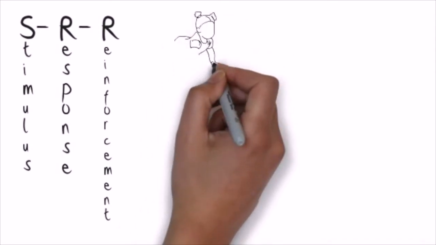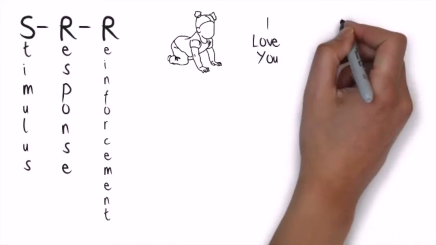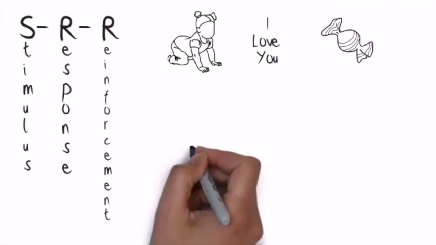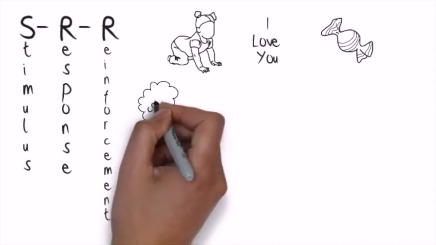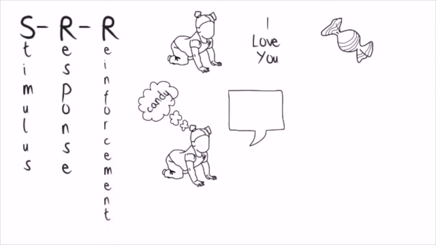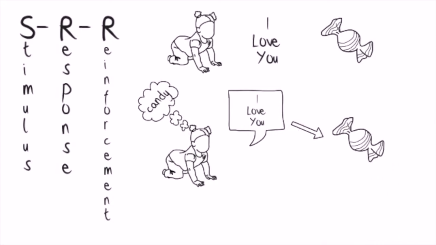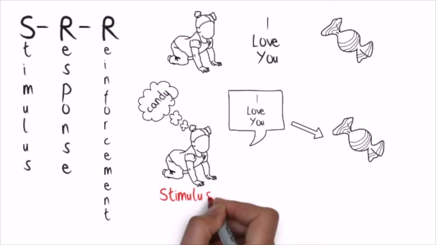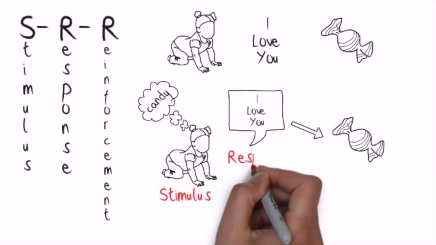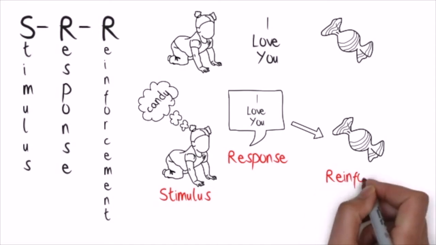As an example, let's take a baby, the sentence "I love you," and candy. The baby learns to say "I love you" to get candy. So when the baby wants candy, she says, "I love you," and receives candy. Wanting candy is the stimulus. Saying "I love you" is the response. The candy is the reinforcement.